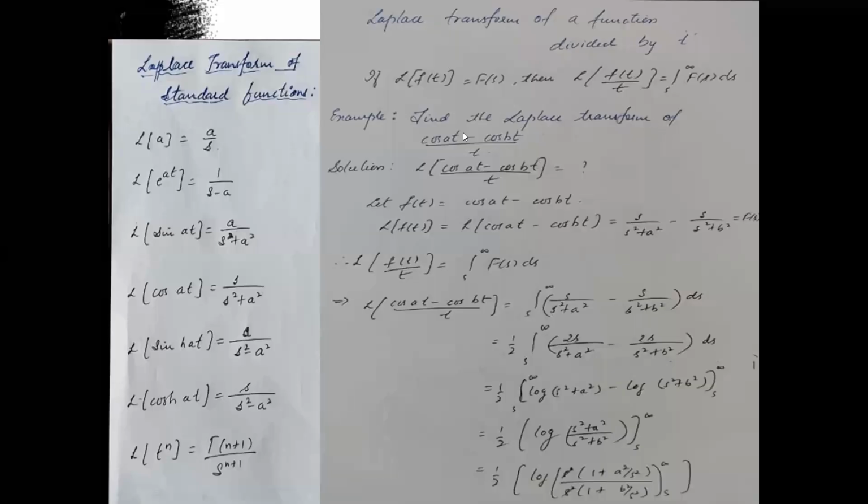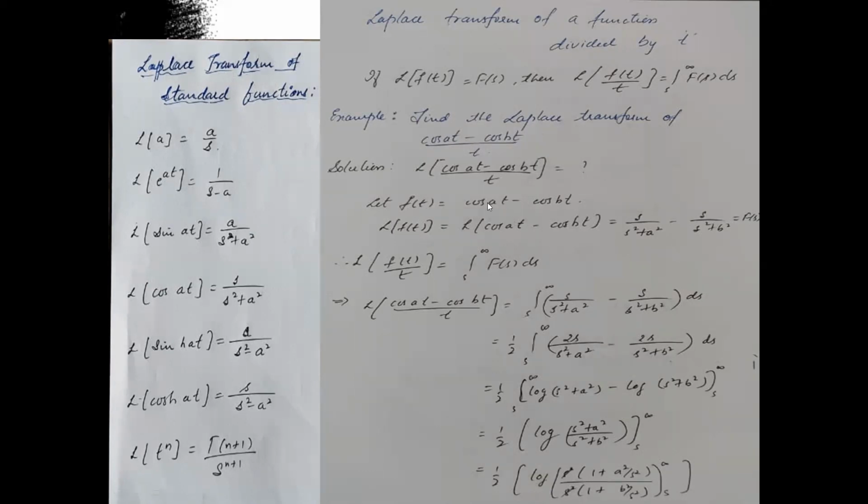Find the Laplace transform of cos at minus cos bt divided by t. So here we need the Laplace transform of the function cos at minus cos bt, which is divided by t. So leaving this divided by t term, the remaining function we consider as f of t. So f of t is cos at minus cos bt. Let us find its Laplace transform.